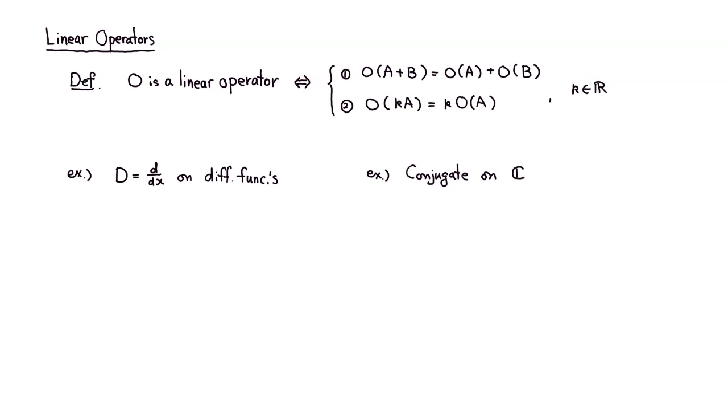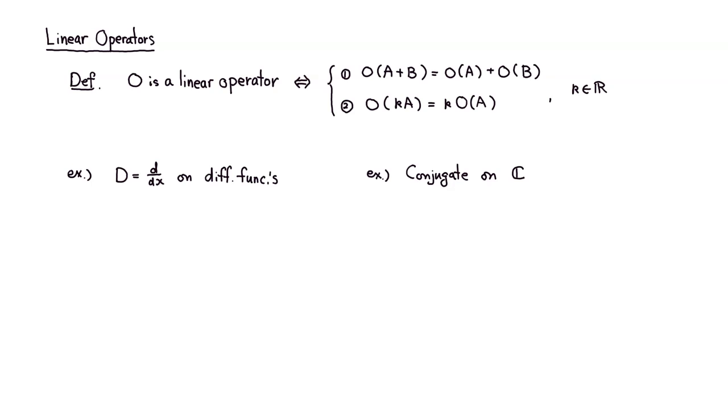All right, let's look at linear operators. You can think of linear operators as a general version of linear functions. Operators can be applied to, say, a group of matrices or a group of continuous functions. So it's just a general version of a linear function.